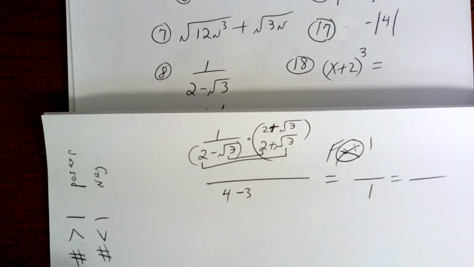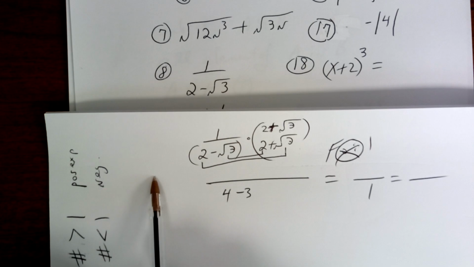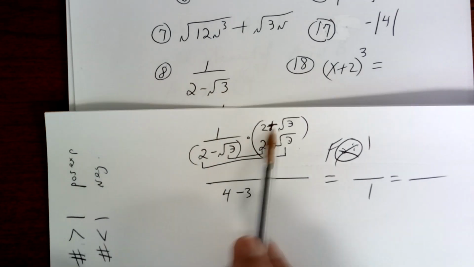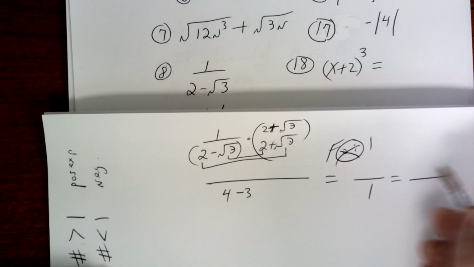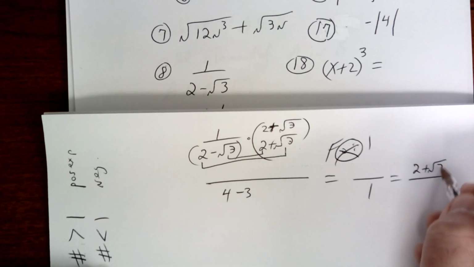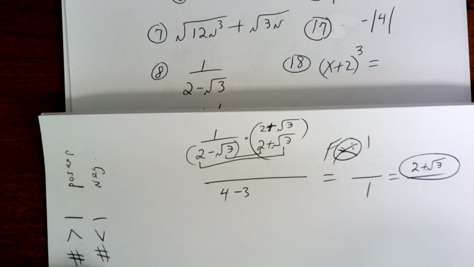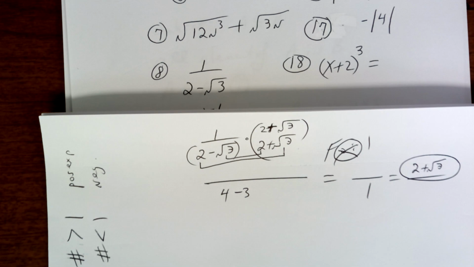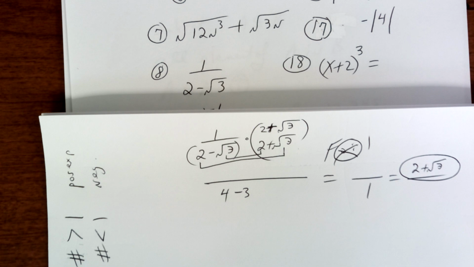Anyway, what do you get at the top? Well, 1 times 2 plus the square root of 3 is 2 plus the square root of 3, and you're done. Any questions on how to do that problem? How to multiply by the conjugate to get rid of the outer and the inner and to get rid of the radical on the bottom? It's just the way they want it.